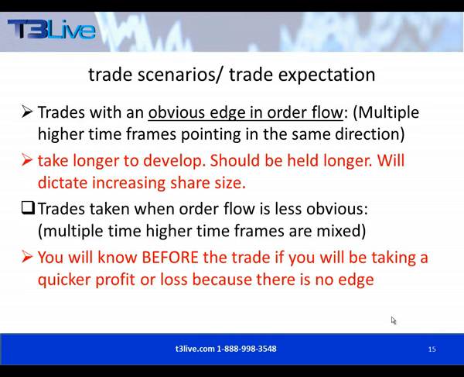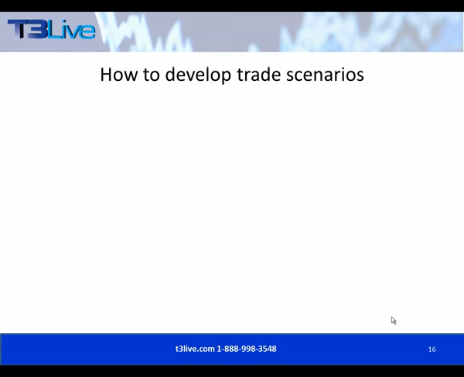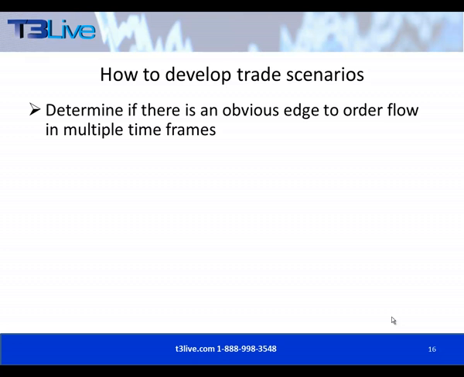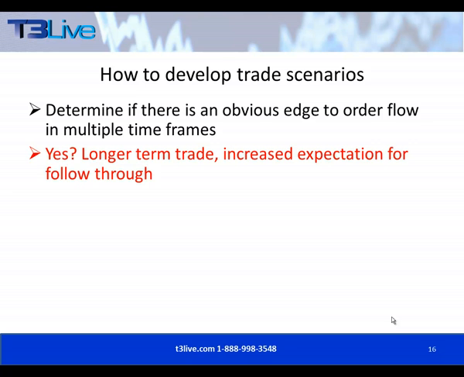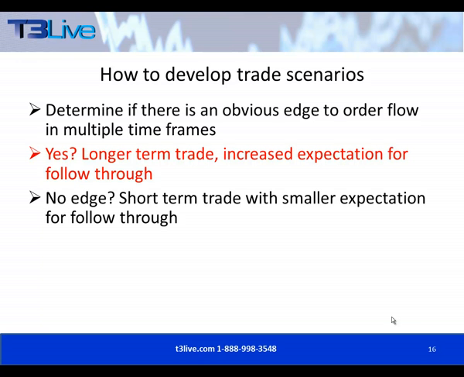Now, I'm not going to beat that into the ground, but you must write that down. Know the expectation prior to the trade. Is your trade in the direction of order flow? All right, next, how to develop scenarios. Determine if there's an edge to order flow in those multiple time frames. If the answer comes back yes, you have a longer term trade possibility and increased expectation for follow through because you're trading with the order flow. If there's no edge, shorter time frame trade, smaller expectation, and you're not expecting order flow, as we would in that multiple time frame chart that we looked at a couple of slides ago.